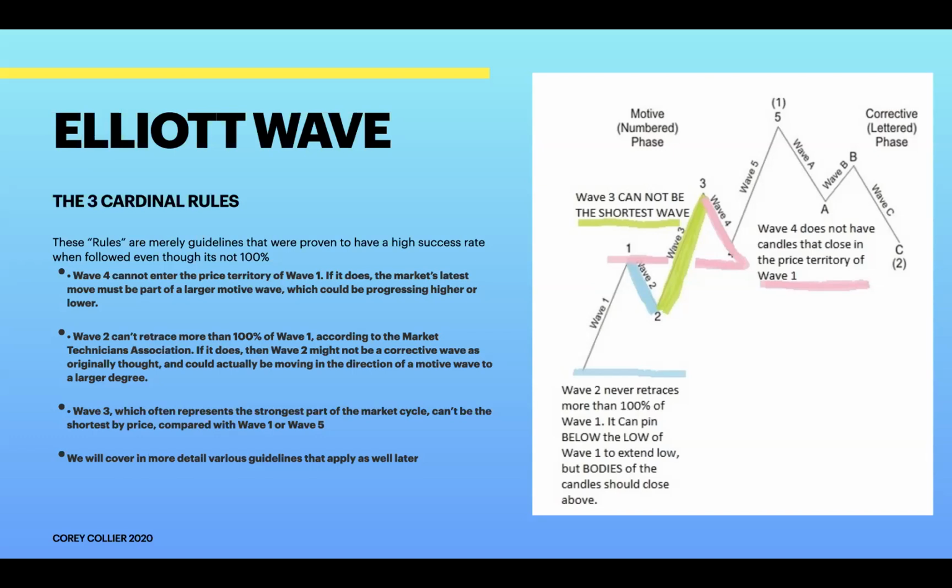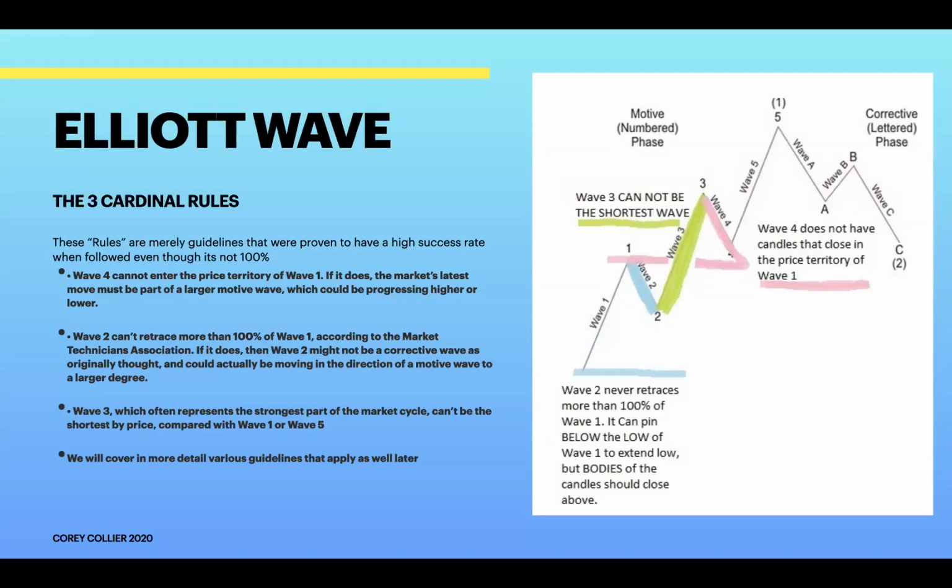In the picture to the right, starting at the very bottom with the light blue where it says wave 1, it says wave 2 never retraces more than 100% of wave 1. It can pin below the low of wave 1 to extend the low, but the bodies of the candles should not close below that. The second one says wave 3 cannot be the shortest wave. Wave 3 is the green highlighted wave. That's usually your extended wave, guys, that I've been talking about. That wave usually consists of 5 waves in itself.